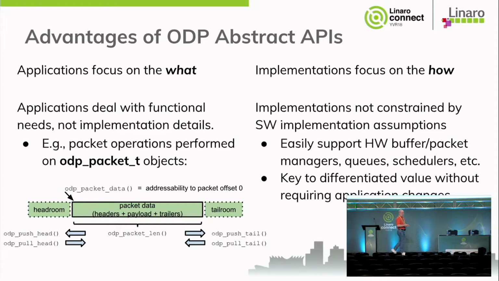So again, the implementations, not being constrained by this, can easily support hardware packet and buffer managers, queues, schedulers, et cetera. And this is really the key to providing differentiated value without requiring application changes, which of course is exactly the domain in which Linaro has always operated. By providing open source implementations for non-differentiating value, it gives the application writer and the SoC vendor the freedom to really focus on their differentiating value, which is really what makes them stand out from everyone else.